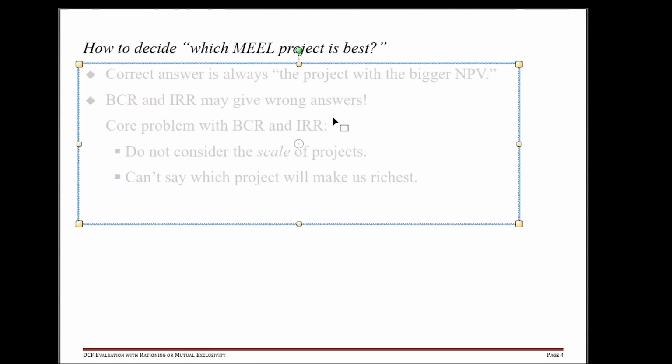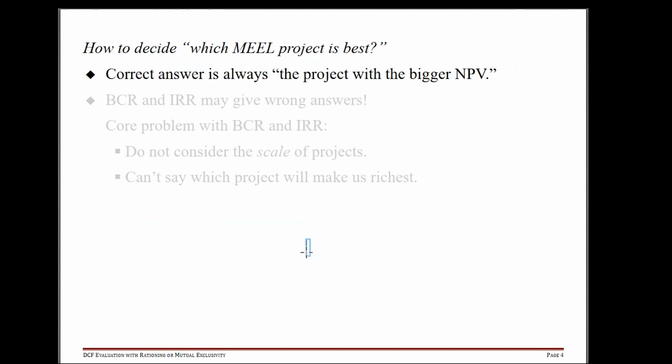Okay, so we're going to be using mutually exclusive equal length projects for the purpose of figuring out which one is best. And the answer is always going to be the project with the bigger NPV. And this is going to be a recurring theme. We saw in the last chapter that NPV was really the most robust, most useful method. And we're going to find in this chapter that the one DCF method you can always count on to give the right answer is NPV.